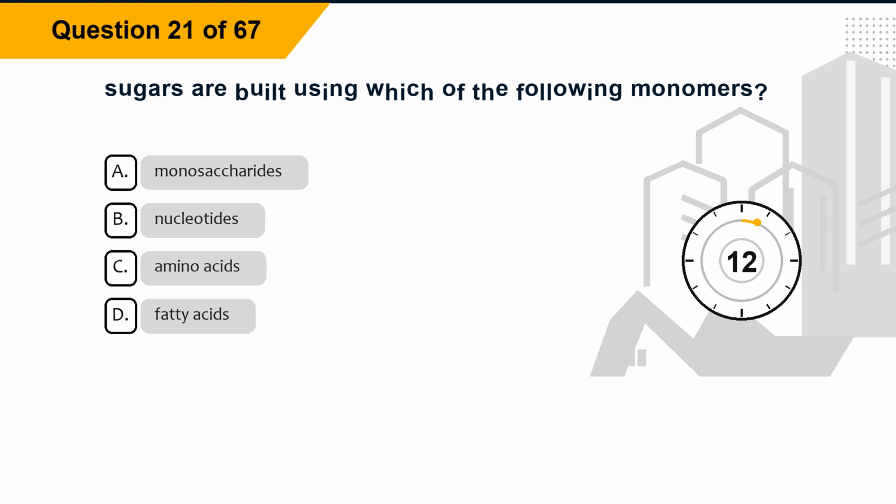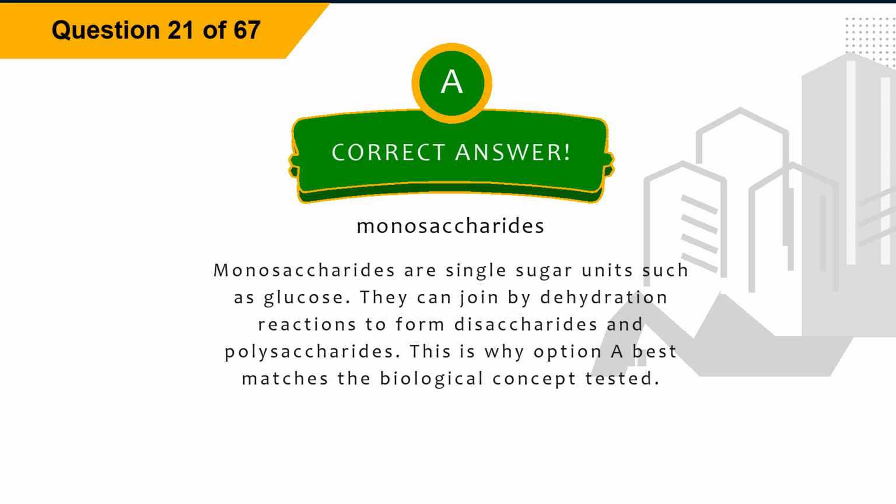Question 21. Sugars are built using which of the following monomers? Option A, monosaccharides. Option B, nucleotides. Option C, amino acids. Option D, fatty acids. The correct answer is option A, monosaccharides. Explanation. Monosaccharides are single sugar units such as glucose. They can join by dehydration reactions to form disaccharides and polysaccharides. This is why option A best matches the biological concept tested.